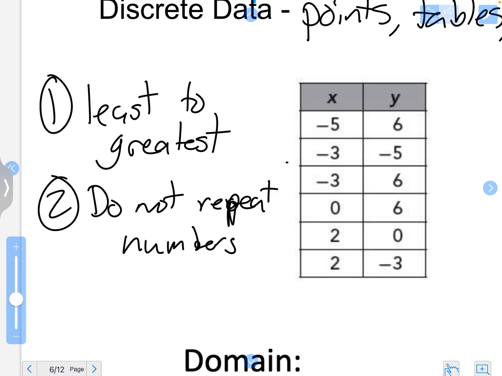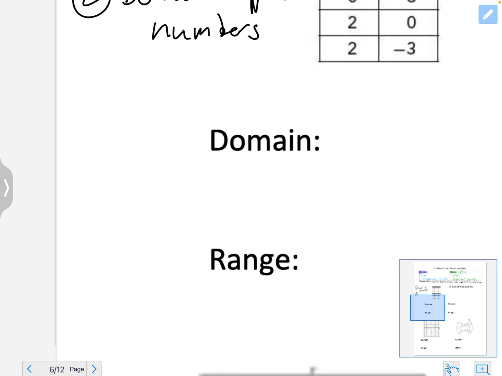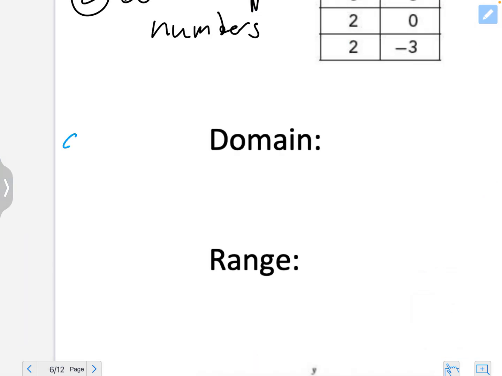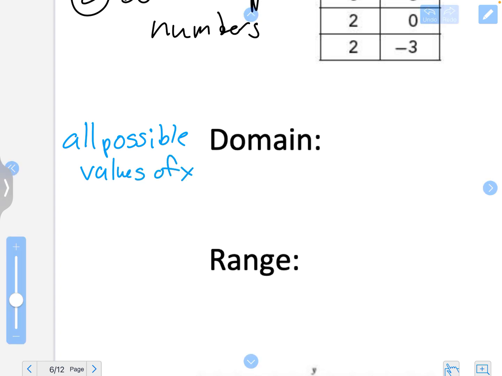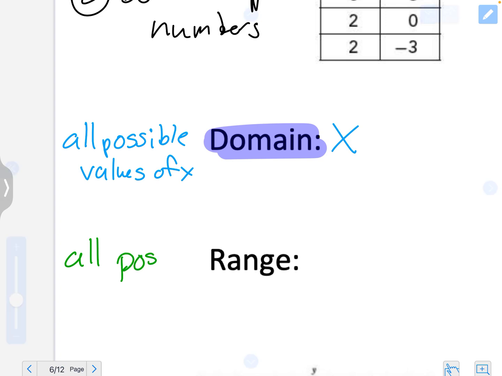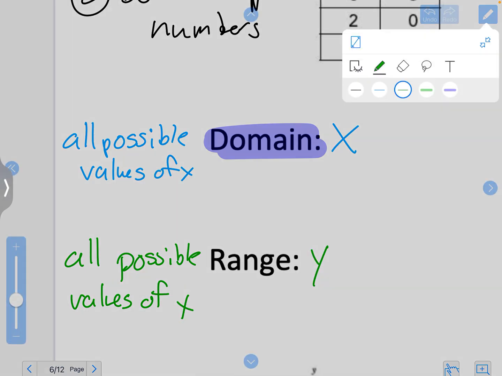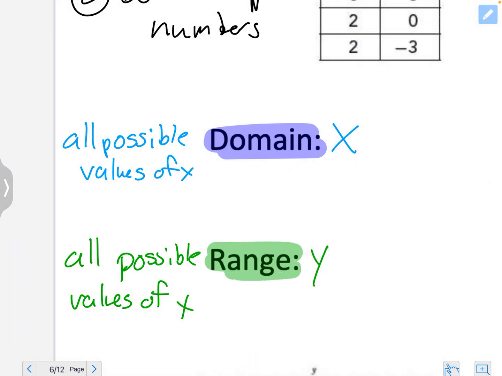So when we talk about domain and range, we're talking about all possible values of x. That's what domain means, every number that x could be in the data set that we have. Range means all possible values of y. And again, range is our y. Any number that y can be is going to be part of our range.